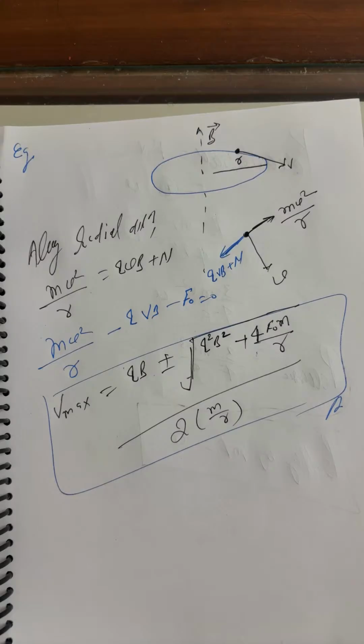Have a look at the next question. What is the next question here? A bowl of radius r problem. This problem is also very much useful in NLM. It's a good question.